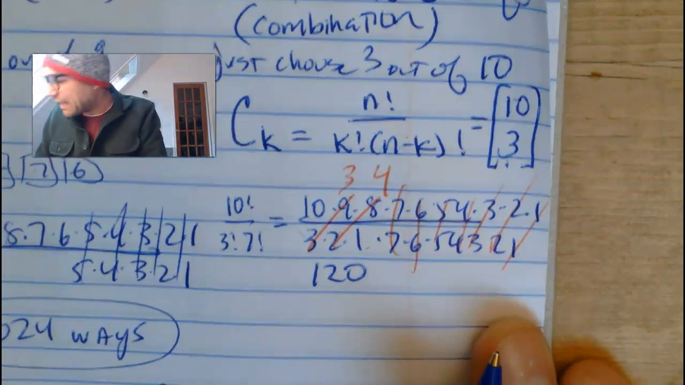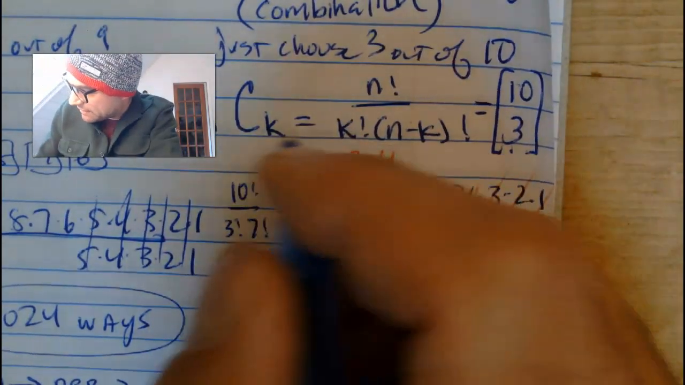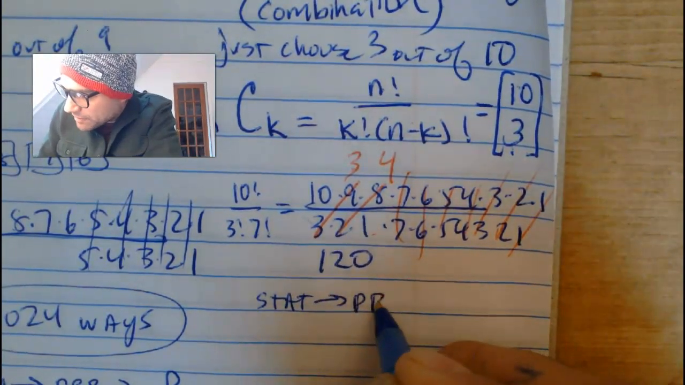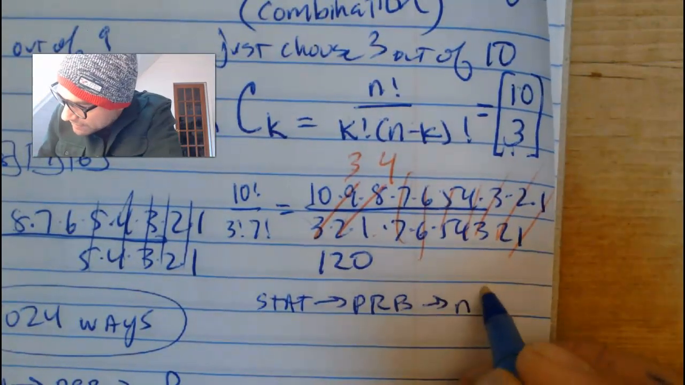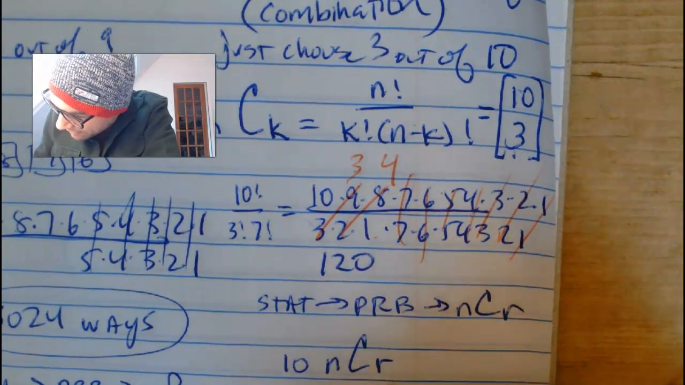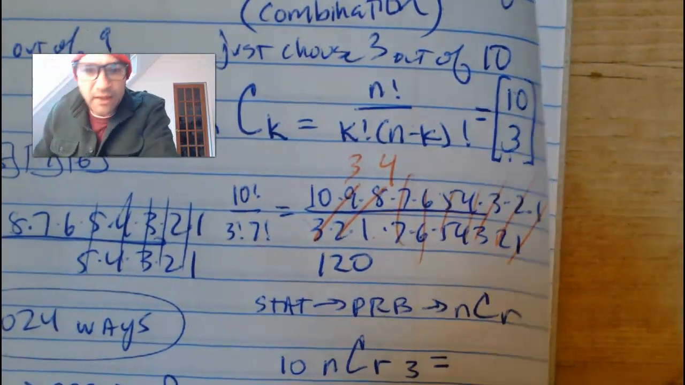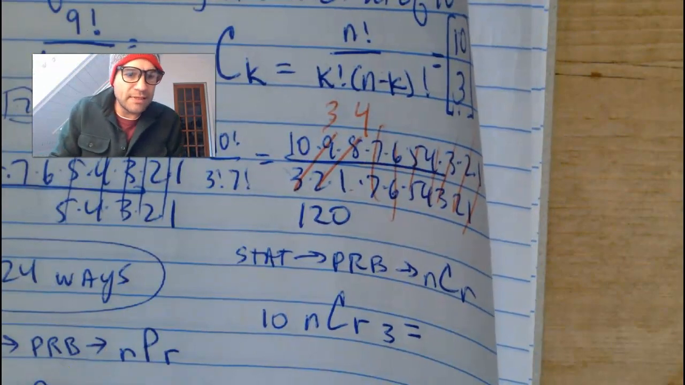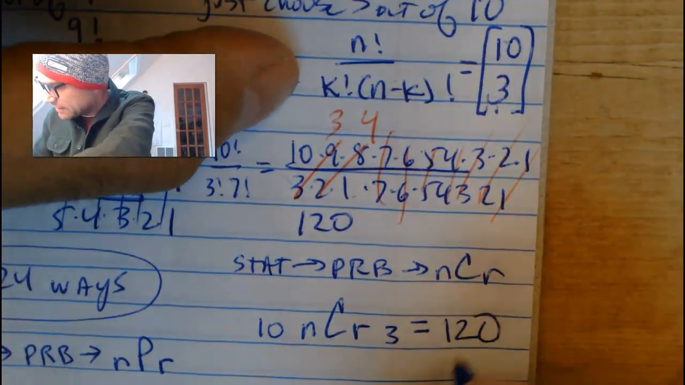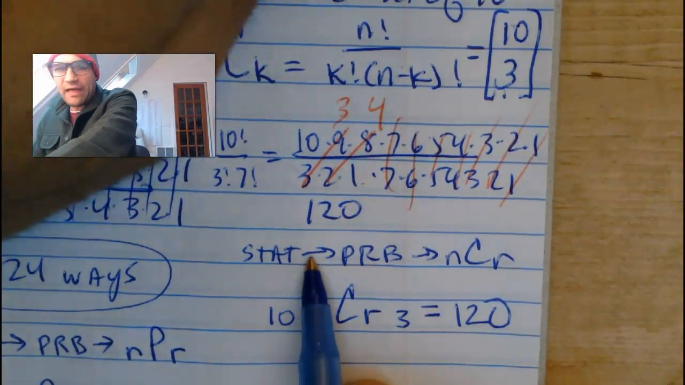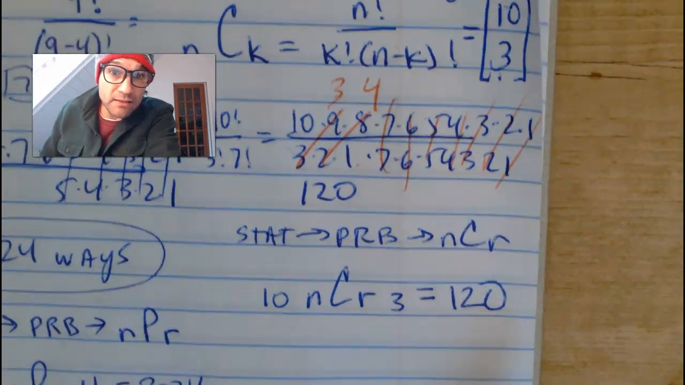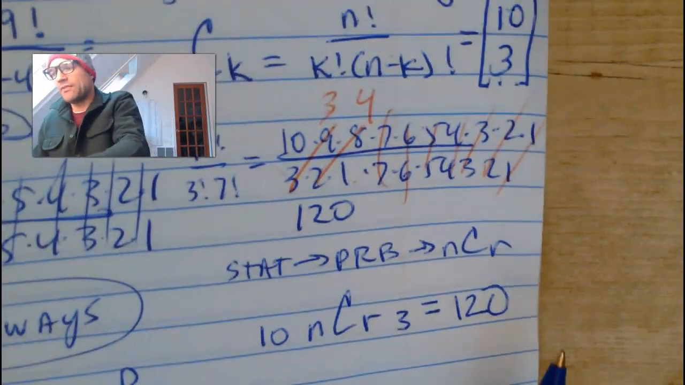And if you put it in your calculator, don't forget there's a nice shortcut. You go to Stat, over to Probability, over to nCr, and you type in 10 nCr, choosing 3, and what do you end up getting? You get 120 again. Also, it's kind of cool. Hopefully that makes sense.